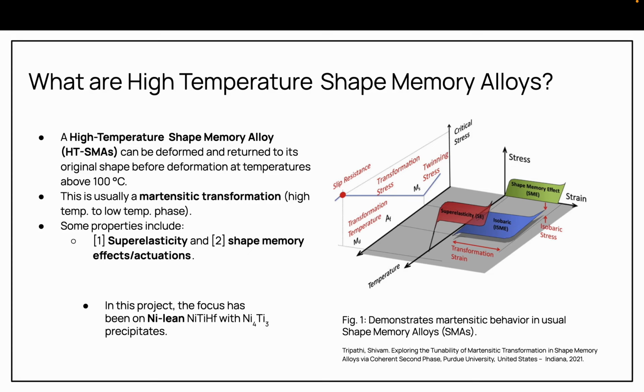We have been exploring nickel-titanium-hafnium because it is of interest to NASA. I have been considering a nickel-rich nickel-titanium-hafnium with Ni4Ti3 precipitates. It is important that it is nickel-rich because that is what causes the precipitation. Nickel-rich nickel-titanium-hafnium also demonstrates superelasticity. We want to understand how precipitates affect superelasticity and actuation with regard to solid-state phase transformation and micromechanics.